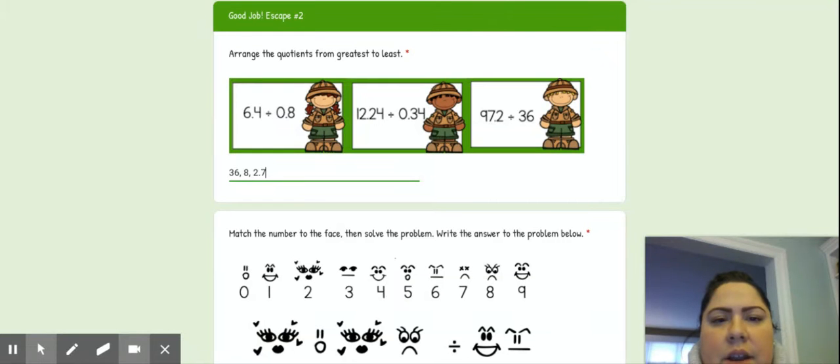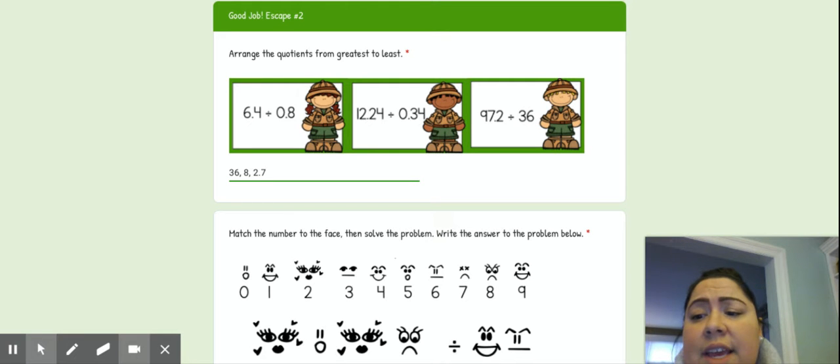Hi, boys and girls. I know many of you are working on the escape room right now. I just wanted to go over a couple of things. You need to read the directions extremely carefully, okay? And you have to remember the skills that we already worked on.